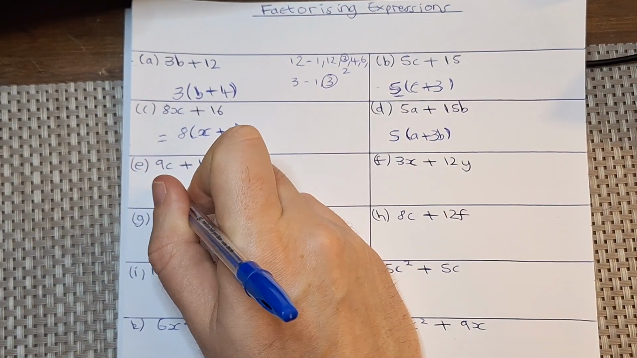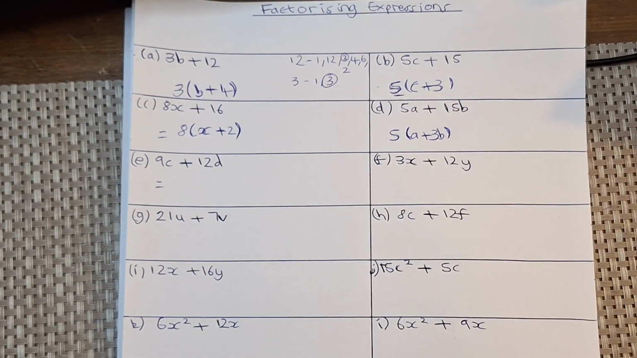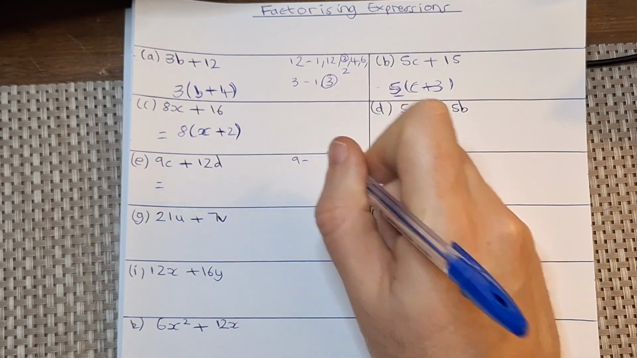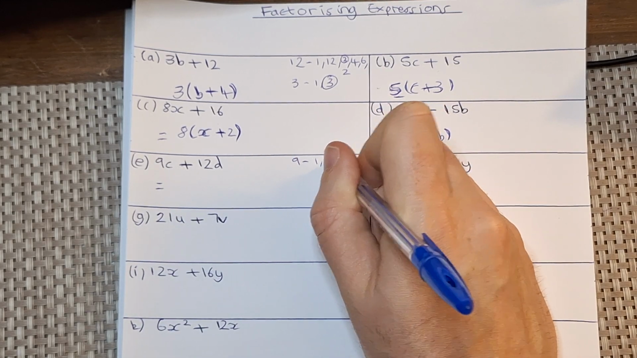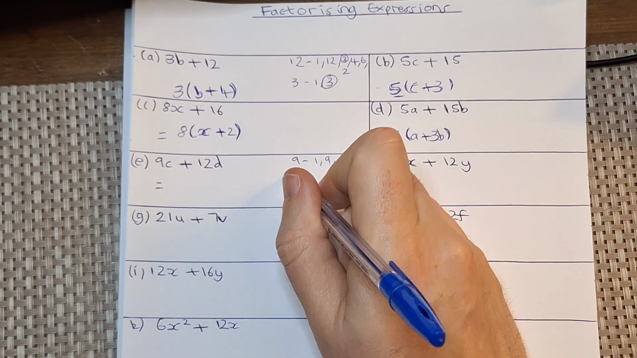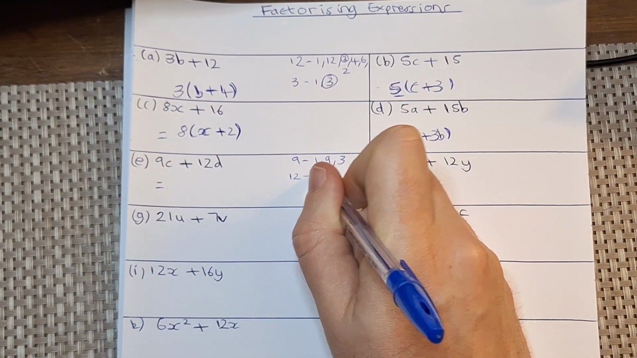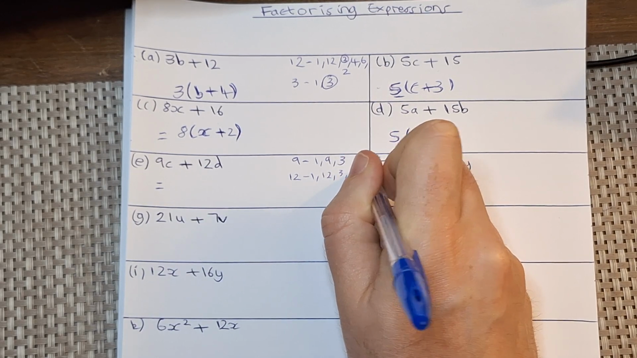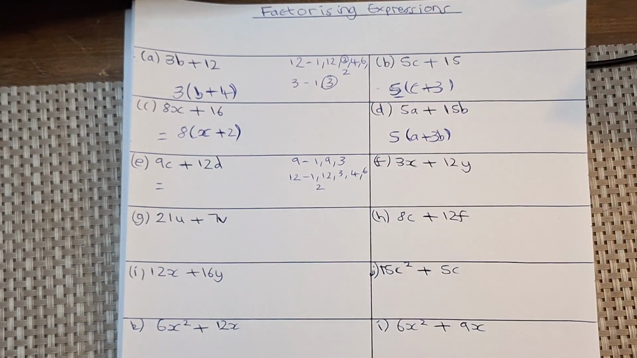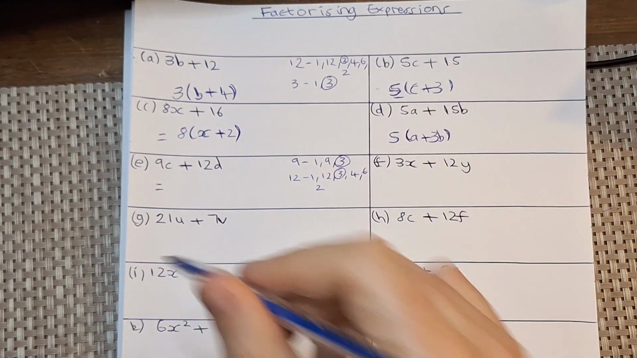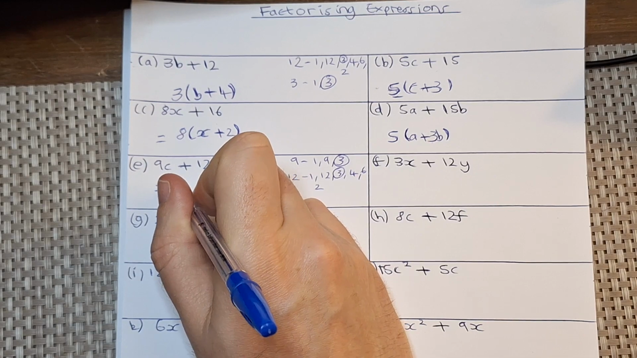Next question: the highest common factor of 9 and 12. It's slightly harder, but if we write the factors of 9, we've got 1 times 9, and 3 times 3. And the factors of 12 are 1, 12, 3, 4, 6 and 2. As you can see, the highest common factor of both is 3. So we have 3 on the outside.